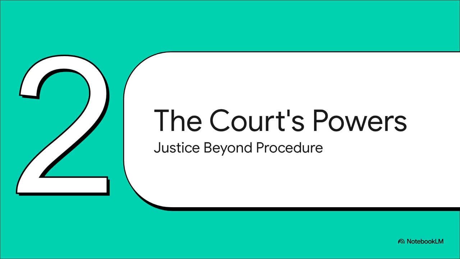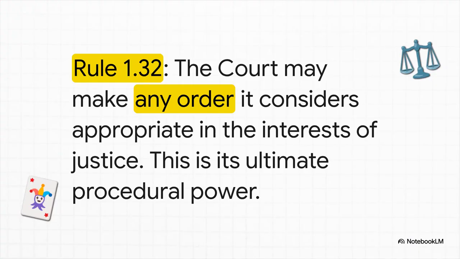Now, this whole theme of discretion, it leads us to the absolute core of Part 1. These are what I like to call the court's superpowers. They're found in Division 1.3. Seriously, if you zone out for the rest of this, just please remember these rules. They are your get-out-of-jail cards. So first up is the big one, the court's ace in the hole. It's Rule 1.32, and it basically says the court can make any order it thinks is appropriate in the interests of justice. Think about that for a second. Any order. This is a massive, sweeping power that reminds us that the court's number one job is to see justice done, and it has almost unlimited procedural firepower to make that happen.